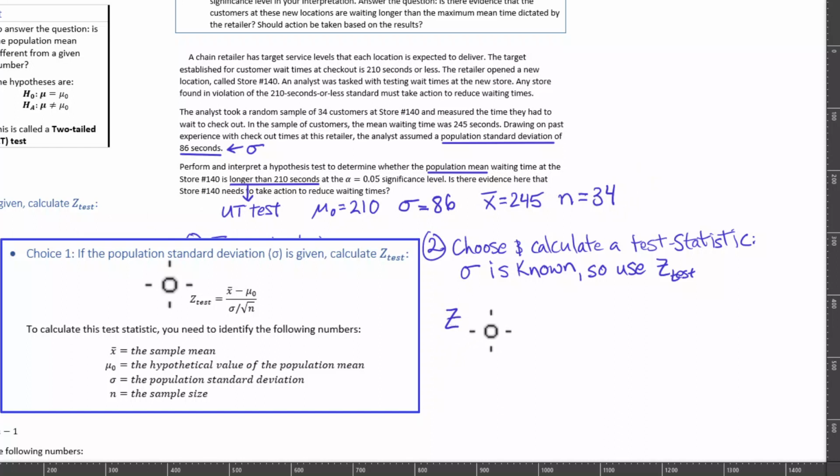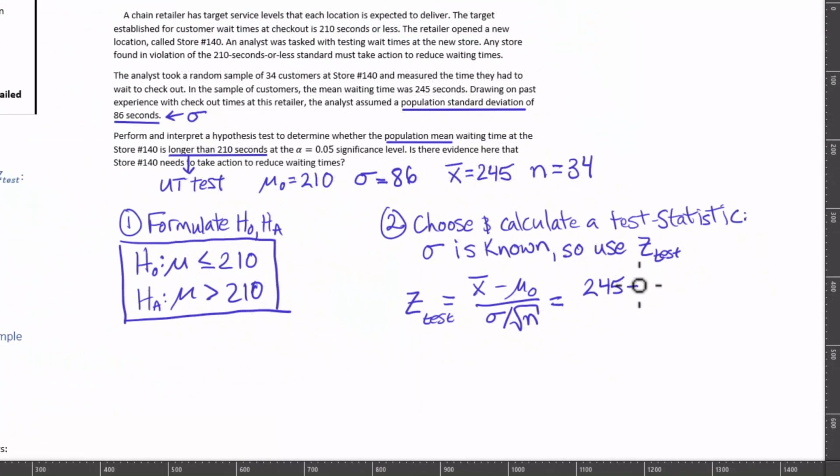The directions said, calculate the appropriate test statistic showing your work. At minimum, write the letter of the test statistic, so that's z-test. The formula is x bar minus mu 0 divided by sigma over the square root of n. Then the numbers filled into the formula, and the final answer rounded to 2 decimals. So x bar is 245, mu 0 is 210, divided by sigma, which is 86, divided by the square root of n, which is 34.